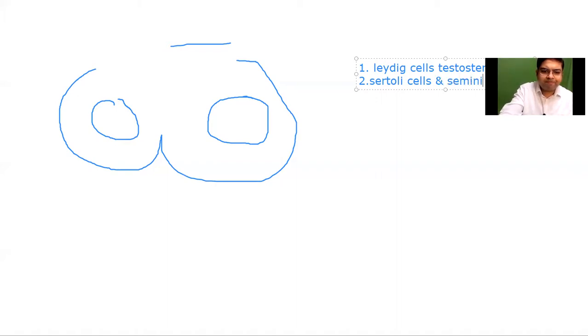So basically, I'm on the go while I'm doing this live. Seminiferous tubules produce spermatozoa. As you can understand, the one is mainly for male gonadism, the maleness hormone. The testosterone is the maleness hormone.